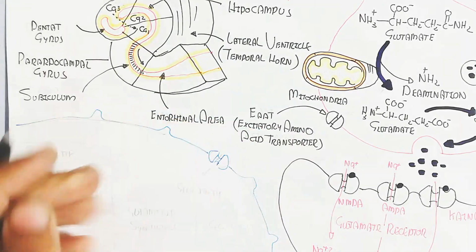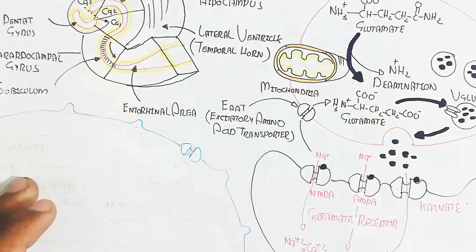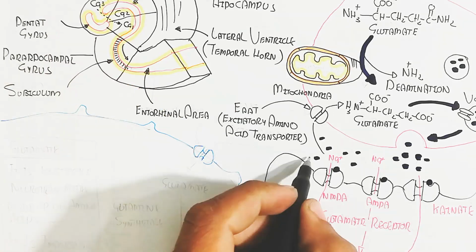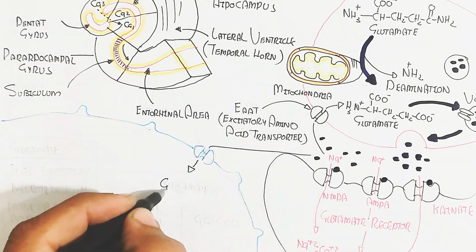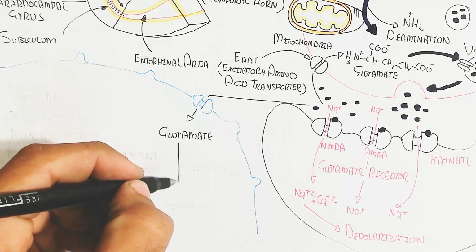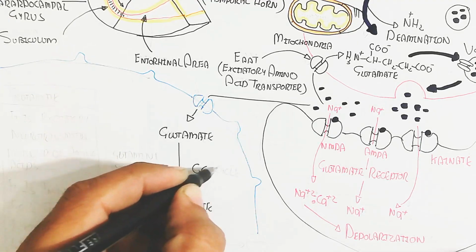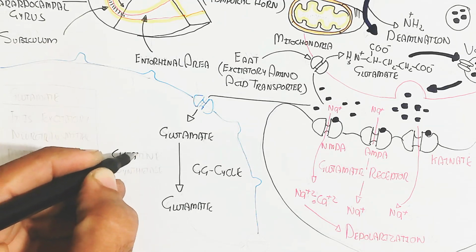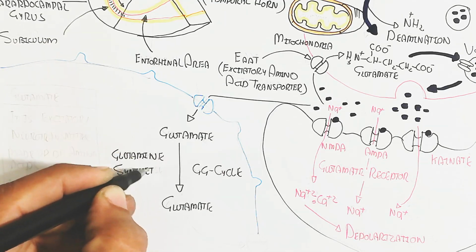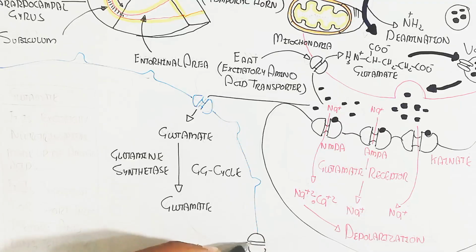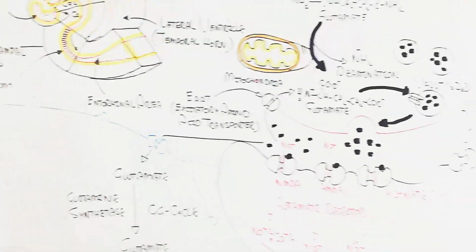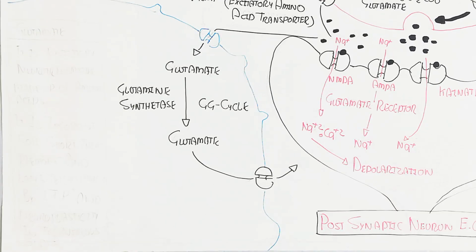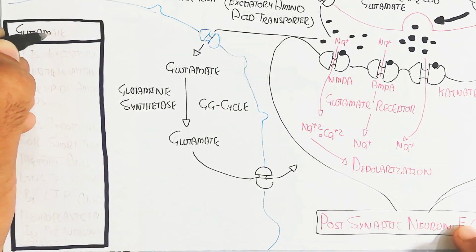Anyhow, here you can understand this is the EAAT channel, the excitatory amino acid transporter, which transports glutamate back into the glial cell, and the glutamate will convert into glutamine. So remember, the glutamate cycle occurs within the presynaptic neuron as well as the glial cells. It is easy to understand.